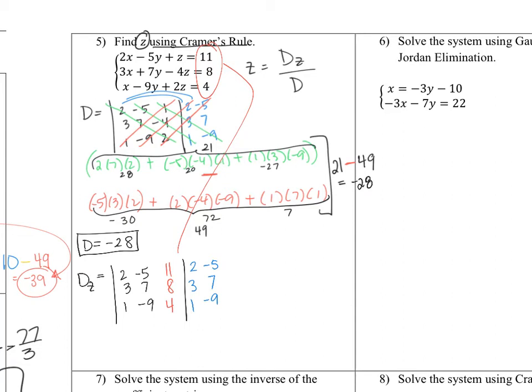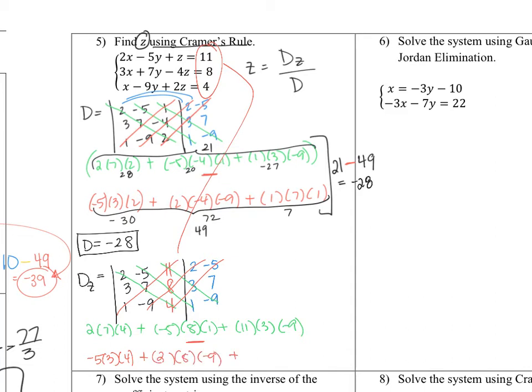So again, for the diagonals, I'm going to find my 3 in a row, and I'm going to multiply each of those diagonals and then add them up. So that'll be 2 times 7 times 4, plus, we'll do negative 5 times 8 times 1, plus 11 times 3 times negative 9. So we're going to have to find that. Then we're going to minus, and let's do the diagonals the other way. Again, 3 in a row. So I have negative 5 times 3 times 4, plus 2 times 8 times negative 9, plus 11 times 7 times 1.